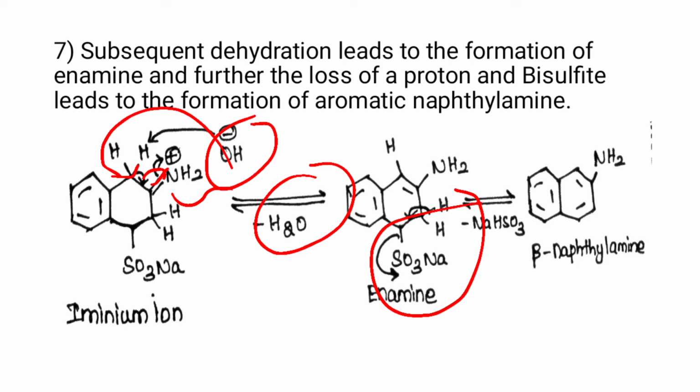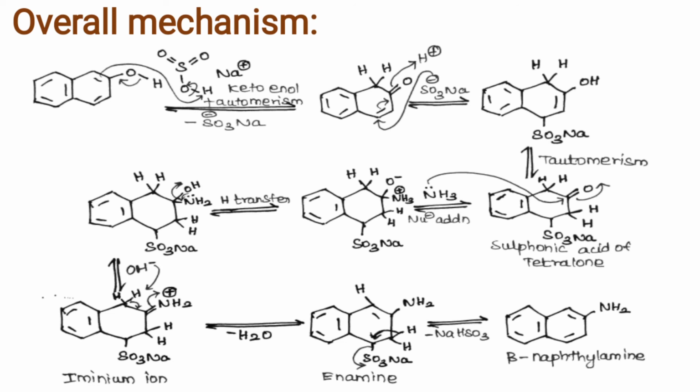And in the next step, the proton is lost. See here, the proton comes out and it forms the double bond. Then the bisulfite is lost and it leads to the formation of beta naphthylamine. See, this is the overall mechanism of the Bucherer reaction.